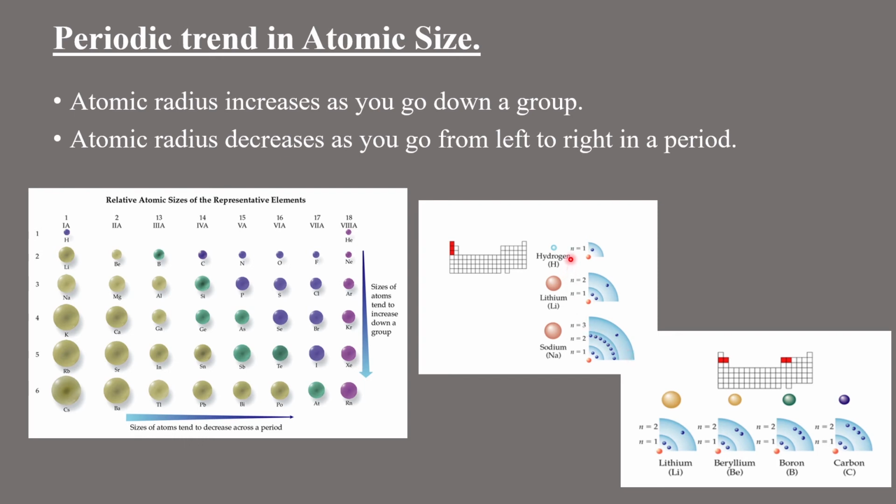And when you look at this, you can see that these elements in the first period have only 1 shell occupied. Elements in the second period have 2 shells occupied all the way from left to right. Elements in the third period have 3 shells occupied. Elements in the fourth period have 4 shells occupied, and so on as you move down the periodic table.